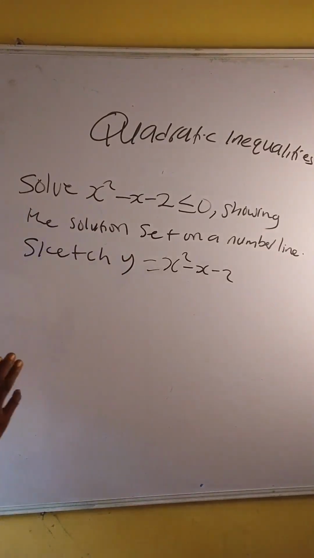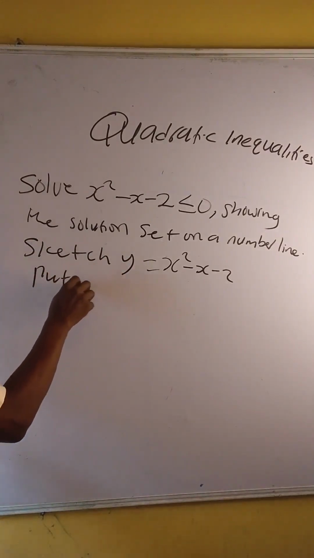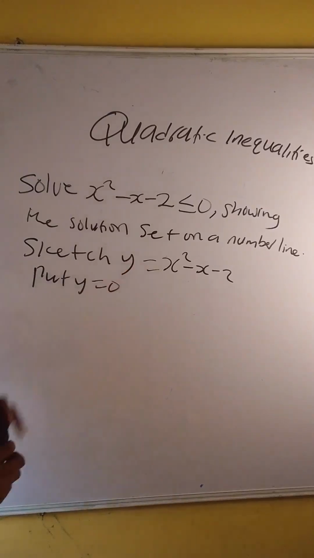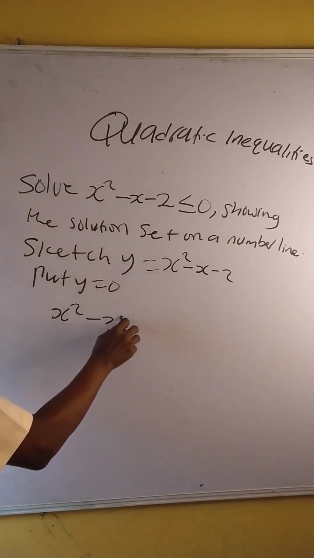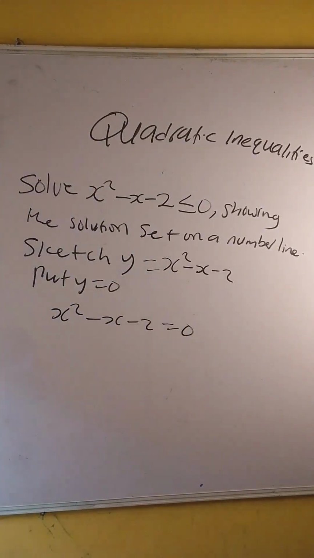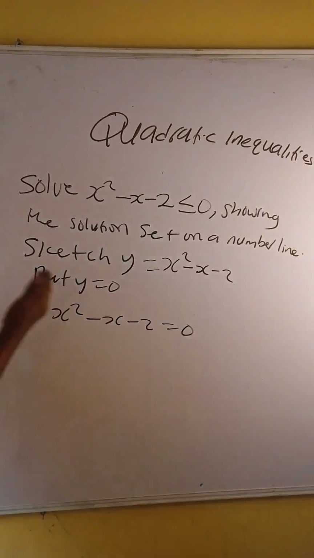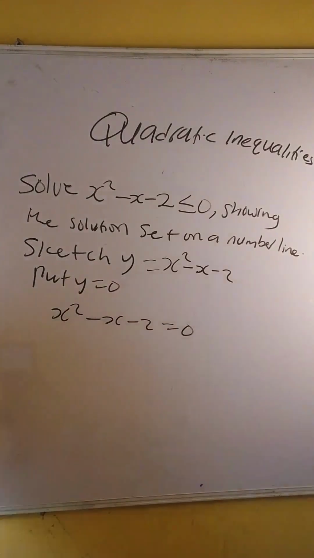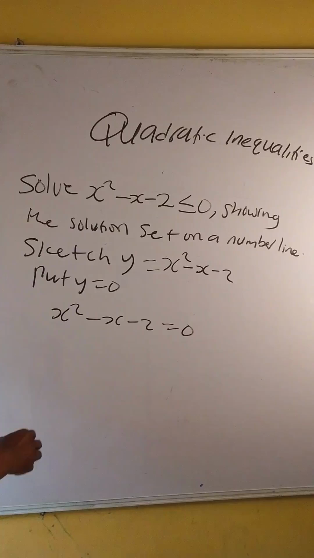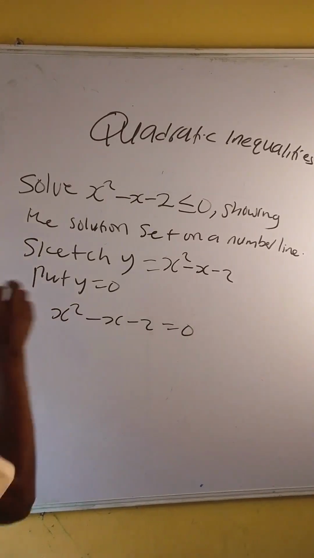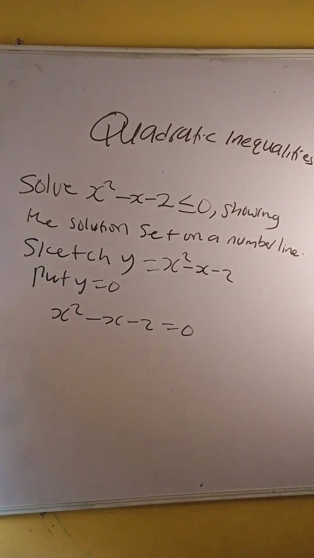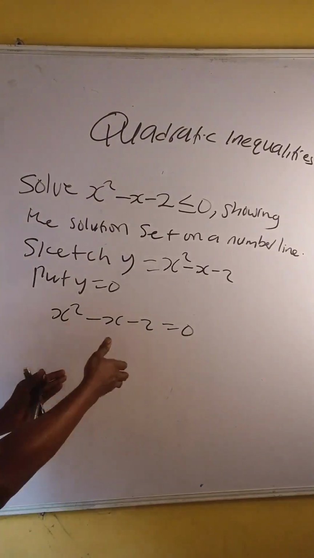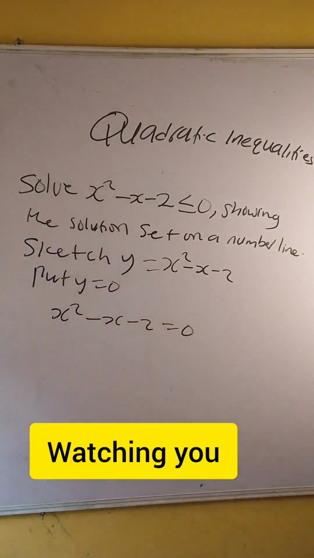In sketching this, you put y equals 0. So when you put y equals 0, you have x squared minus x minus 2 equals 0. You factorize this. This is a quadratic equation to factorize. When you want to factorize, remember this is minus 1 here, this is minus 2, and your x squared multiplies minus 2. I have a video on factorization, so you can check my page. You have so many videos on factorization.